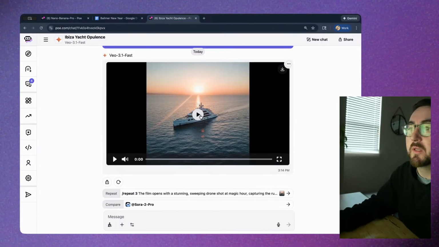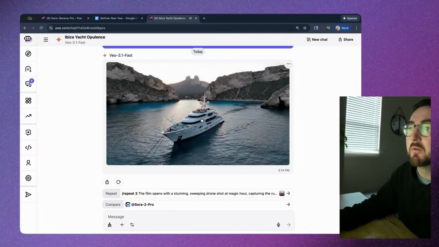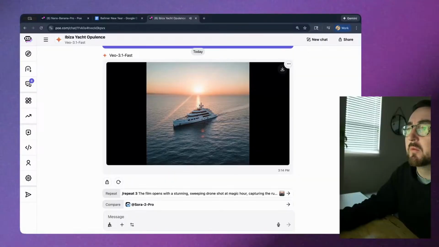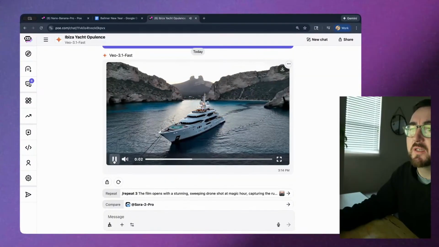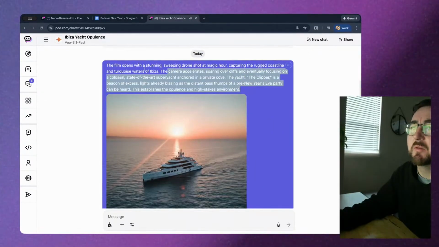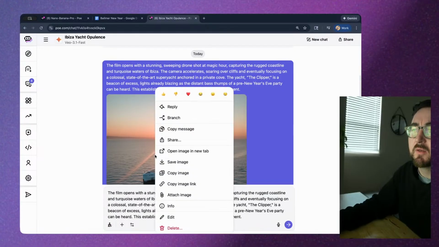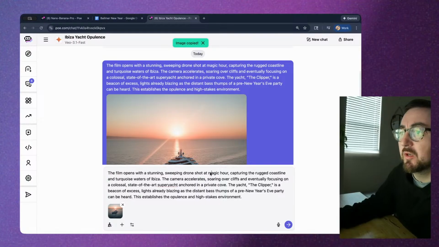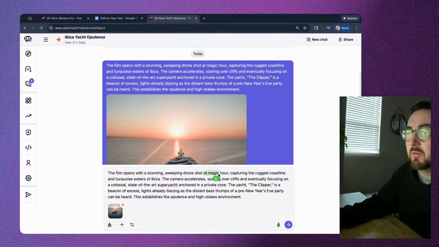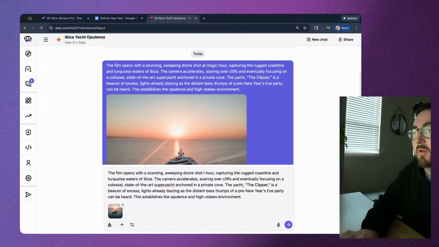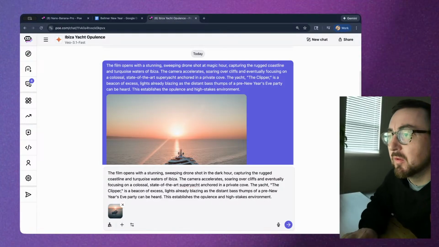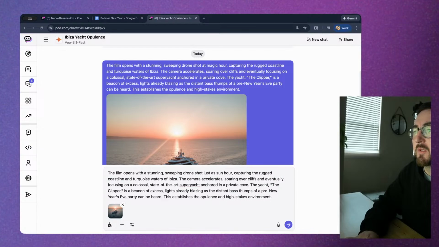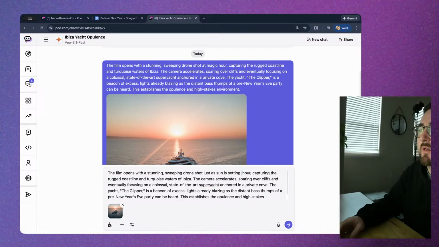All right, so we got this image now. It's in the dark instead, so I'm going to have to change this. Swoopy and John shot, just as sun is setting.